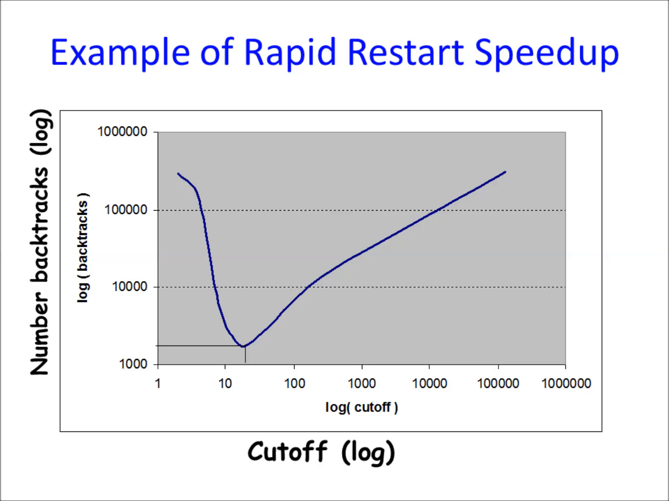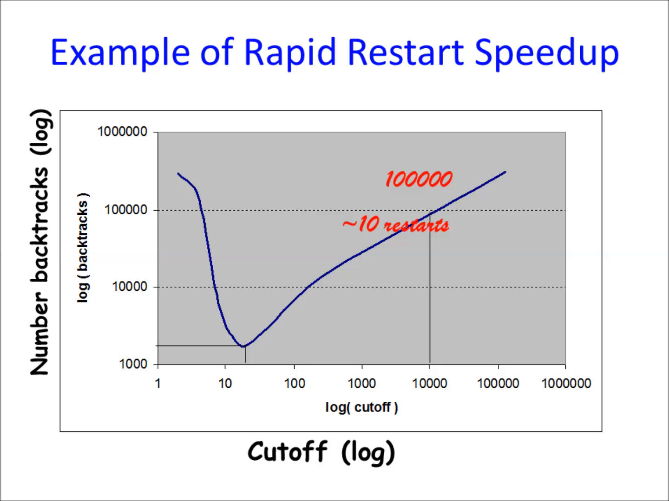Now, if you plotted the total number of backtracks against the cutoff, which is the restart cutoff, then you realize that if you did not do any cutoff, then your total number of backtracks is huge. If you cut off too soon, then your total number of restarts is huge, and therefore the total number of backtracks is huge. If you cut off really late, then your total number of restarts is very small, but the total number of backtracks is huge. What happens is there's often some sweet spot.